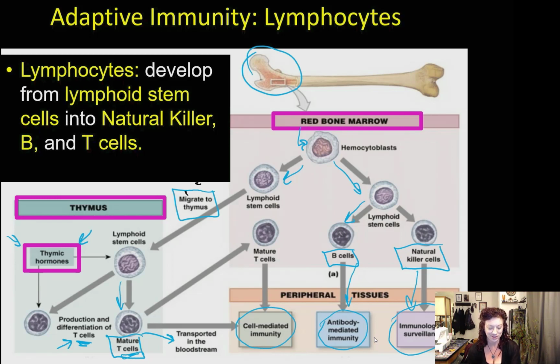Natural killer cells, they perform immunological surveillance. It's a really cool term. Immunological surveillance, it's what it sounds like. Immunological surveillance is when natural killer cells patrol your bloodstream looking for anything that registers as non-self. So they're another general hunter-killer cell that isn't looking for particular pathogens. It's looking for things that are presenting antigens that don't belong.